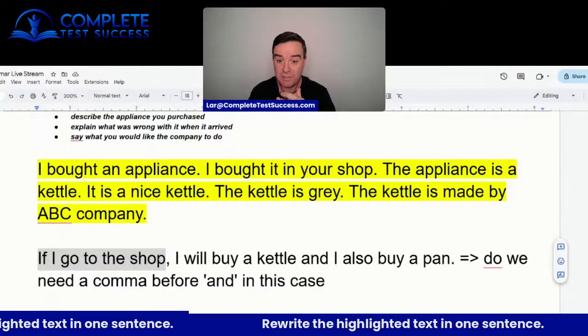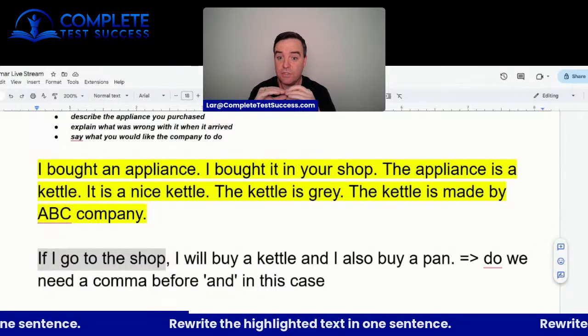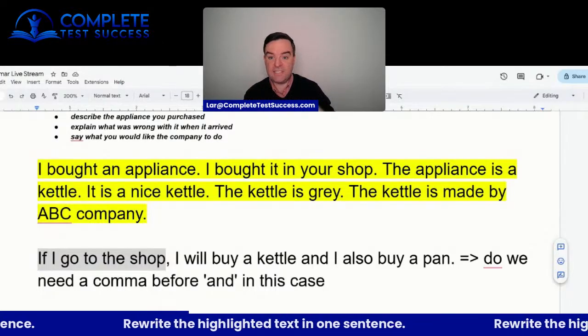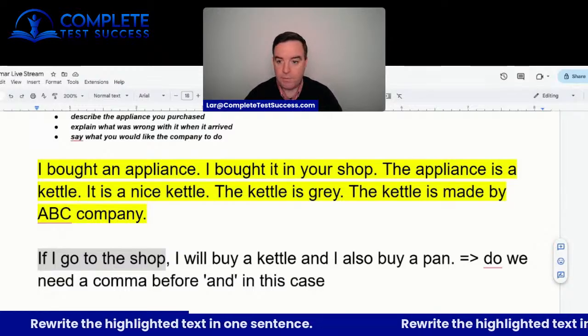So in that situation, it looks like a good sentence structure, but if it doesn't mean what you're trying to say, that's going to cause confusion, and that's going to be problematic.